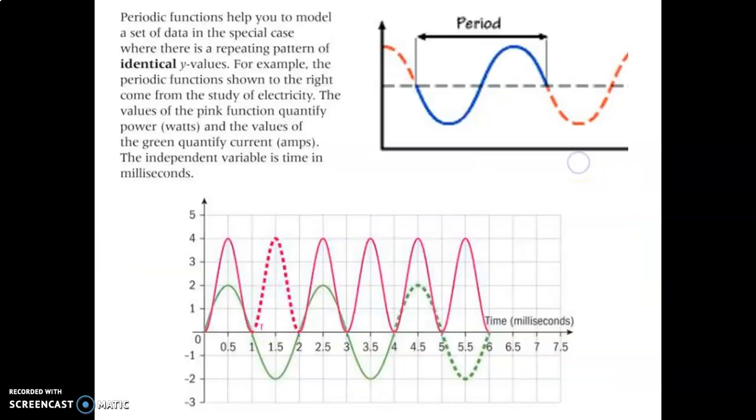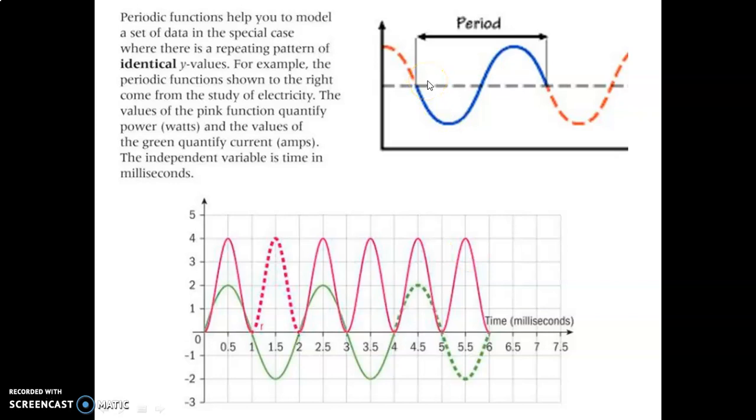So here's an example of periodic functions. They are functions, again, that have repeating elements. The y values repeat over and over. So we can see a pink curve with repeating y values, and the green curve also flows in cycles. It has repeating y values.